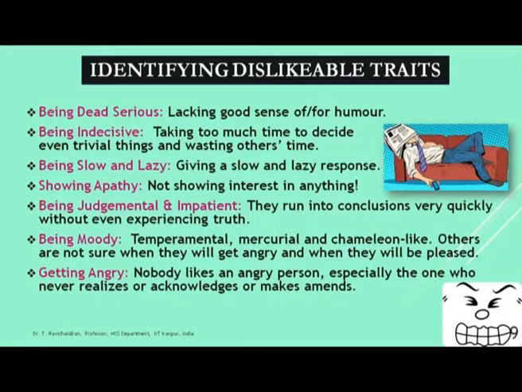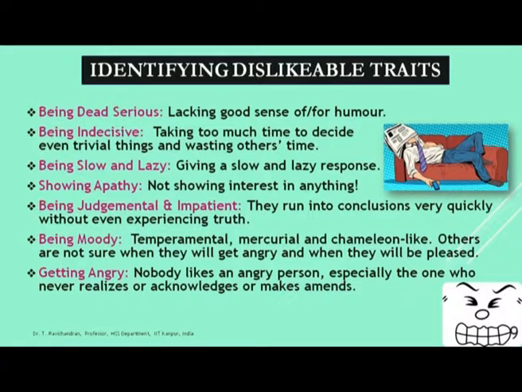And impatience comes with that, and they are not patient to assess facts. The next dislikable quality is being moody. Some people are temperamental, mercurial and chameleon like. So, in the morning they are happy, in the afternoon they are sad, in the evening they are in depression, the next day they are in the heights of ecstasy. Now, people are not sure when these people will get angry and when they will be pleased. Suddenly they just share a joke and then they get angry, or they sulk and they feel that you have offended them. So, it is very difficult to deal with people who are moody.